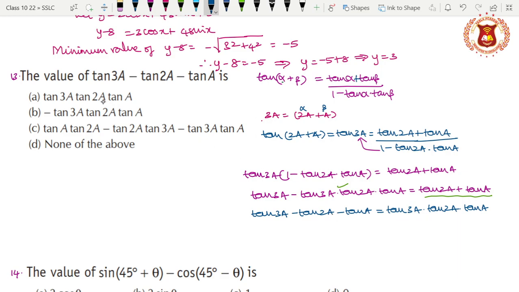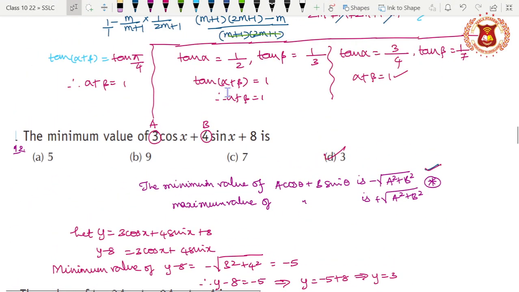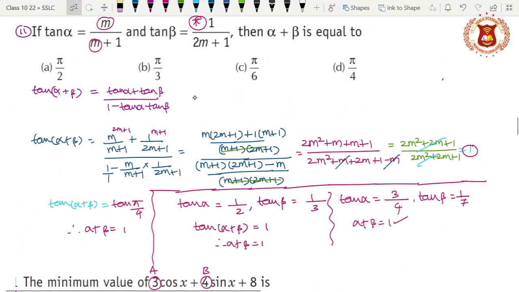Therefore option A, a very easy problem again. Here the option is A. Here the option is 3. Here it is pi by 4 option.